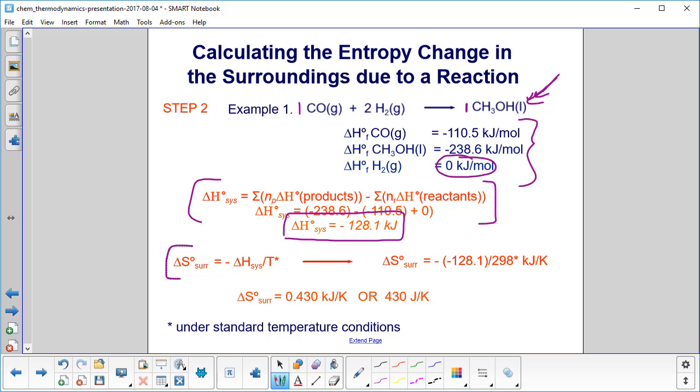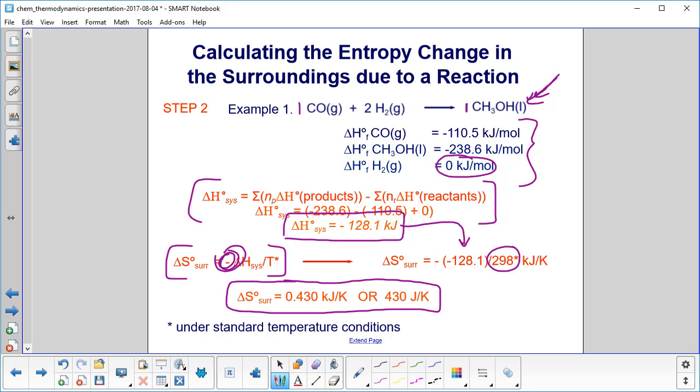To find the standard entropy change for the surroundings, that's equal to negative delta H system divided by the temperature we're at. And what temperature are we at for standard conditions? Well, 298, so we put that in. We put in our standard enthalpy change here. We do the division, and notice the negative sign. Okay, we showed that on the last slide, and we get a delta S naught surroundings of 430 kilojoules per Kelvin, or if you move the decimal over and get rid of the kilo prefix, you get 430 joules per Kelvin.